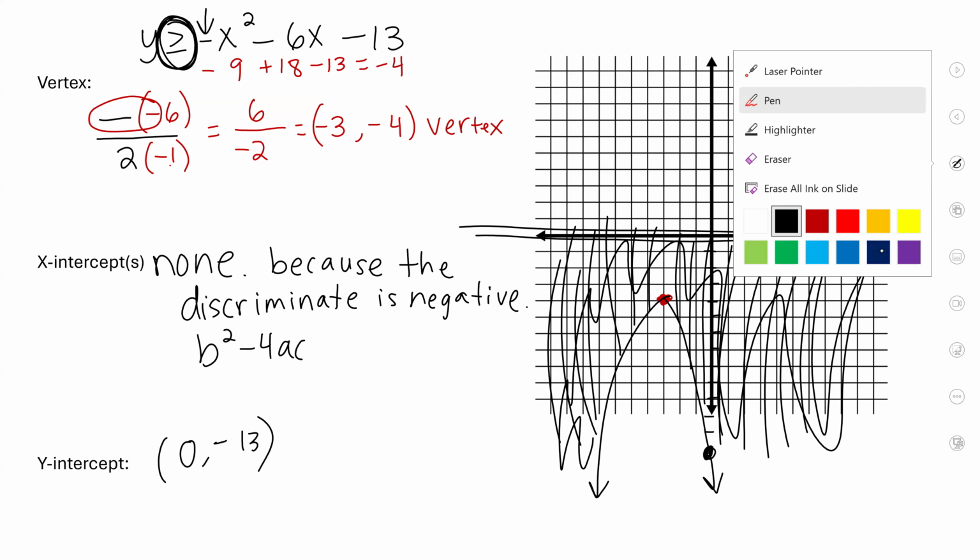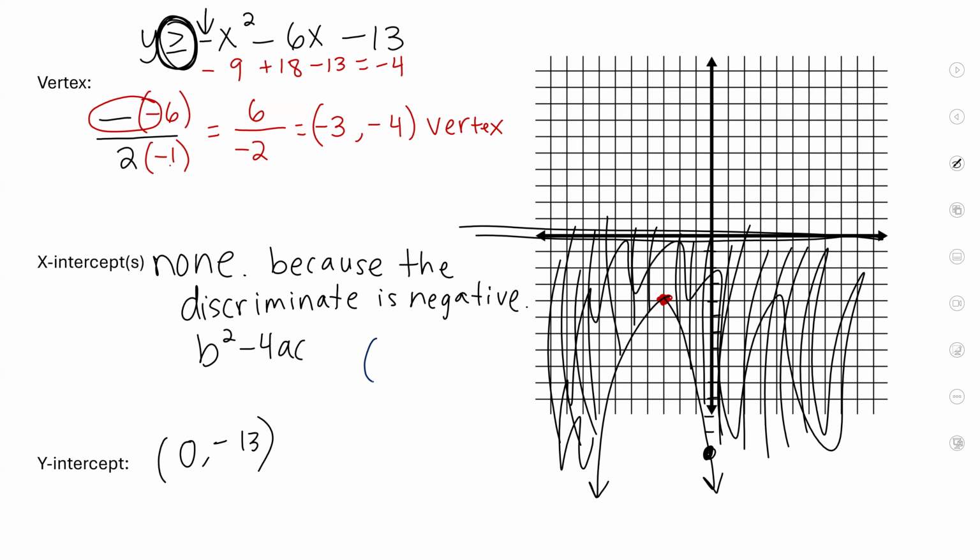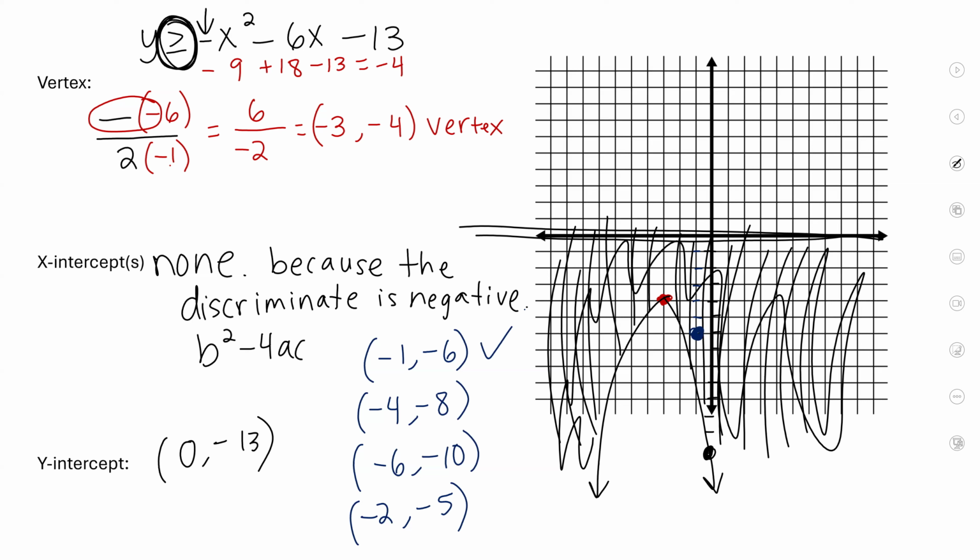So let's talk about solutions. I'm going to give you guys some points, and we're going to see whether there are solutions or not. Solutions are always on shaded areas, and they're on solid lines. Okay, so -1, -6. -1, -6 is, let's see, 1, 2, 3, 4, 5, 6. Is that a solution? Yep, it's in the shaded part. So this is a solution. I'll put a check.